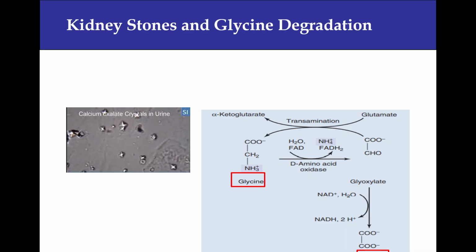The other fate for glycine is to form glyoxylate, which can be converted to oxalate. It is the oxalate which is responsible for the formation of calcium oxalate crystals in urine, or the kidney stones, which is the major type of kidney stones.